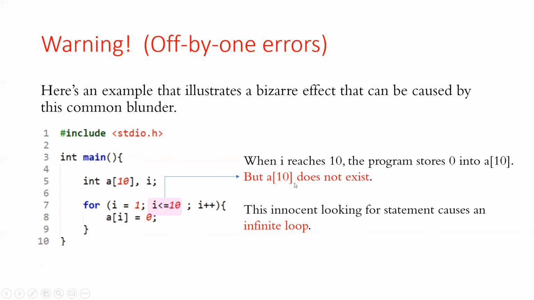Because again, your array subscripting starts with 0 and the last element is n minus 1. Okay? The subscript is n minus 1. So the last element can be accessed with A of 9. Right? So A of 10 does not exist. So this will cause an infinite loop.